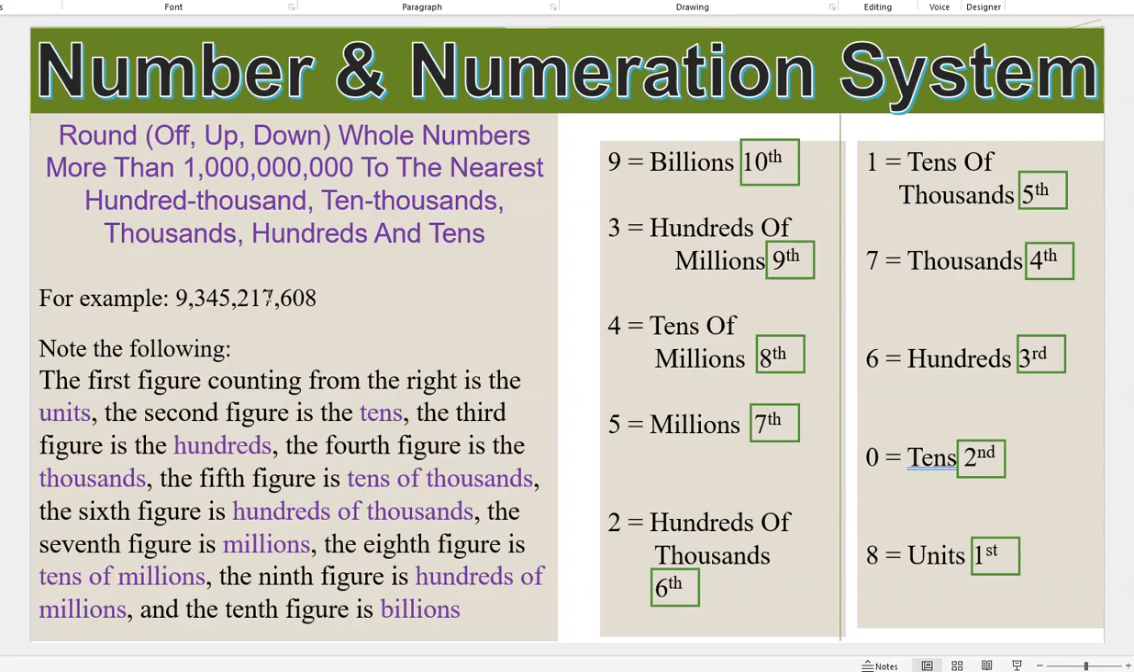The fifth figure is tens of thousands. The sixth figure is hundreds of thousands. The seventh figure is millions. The eighth figure is tens of millions. The ninth figure is hundreds of millions. And the 10th figure is billions. On my right hand side, I've done it in a way that will help you understand it properly. So 8 is the first number on the right, and that is units, that is tens, that is hundreds, thousands, tens of thousands, hundreds of thousands, millions, tens of millions, hundreds of millions, and then billions.